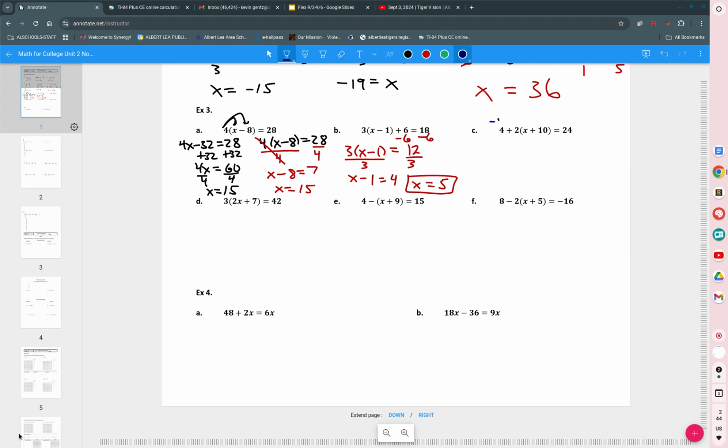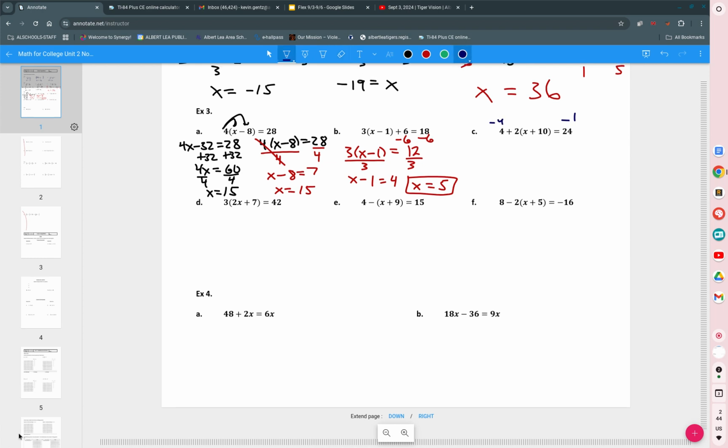So many people subtracted the 4 right away to get 2 times x plus 10 is equal to 20. Divide by 2, x plus 10 is equal to 10. Subtract the 10, x is settled. And if you plug in 0, it does in fact work.